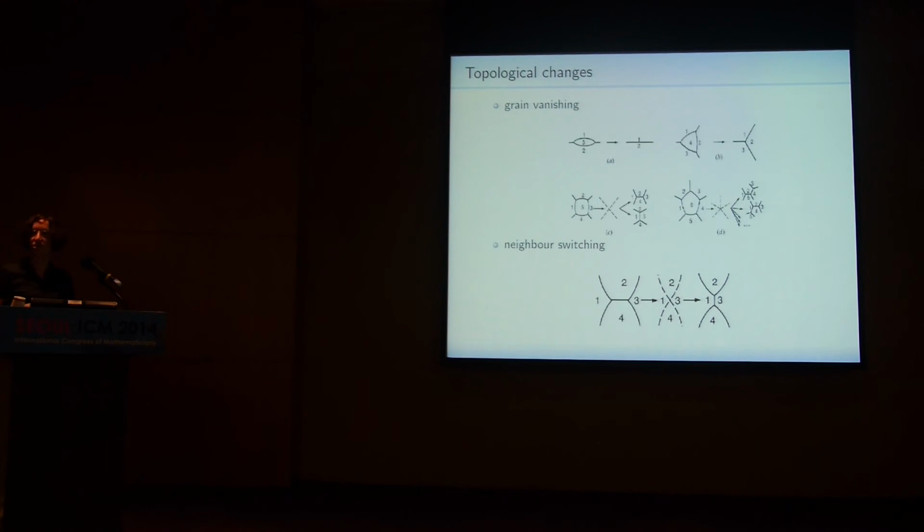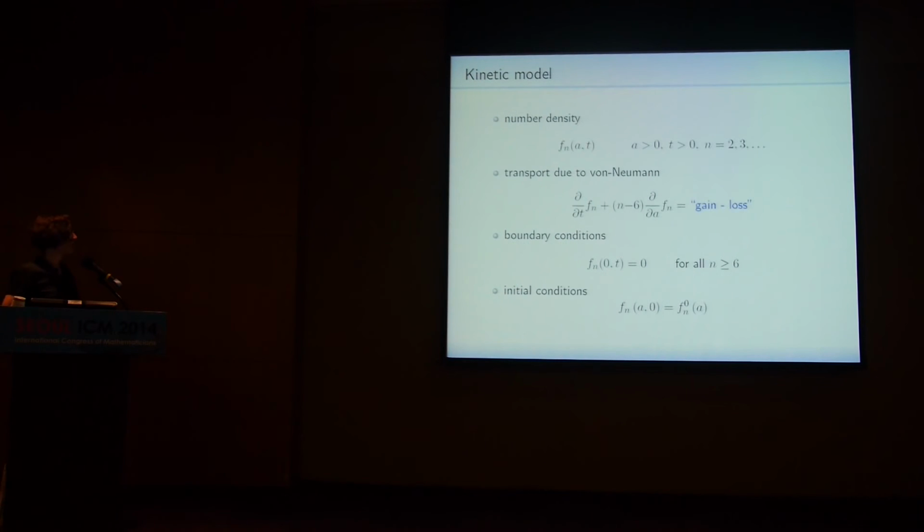Okay, the question is, these events are not described in a deterministic way, so let's see how we can still incorporate them in a kinetic model. So here are the variables we want. Again, we have a number density, but now we have a whole infinite system of number densities, Fn. So Fn of A, t is the number density of grains of area A with n neighbors at time t. So in the end, you will get a whole discrete, infinite system of equations for the Fn. We have transport in the area variable due to the von Neumann law. So this looks like that.